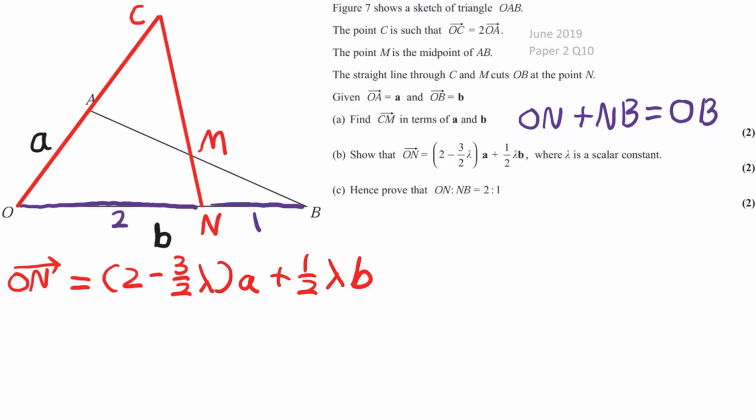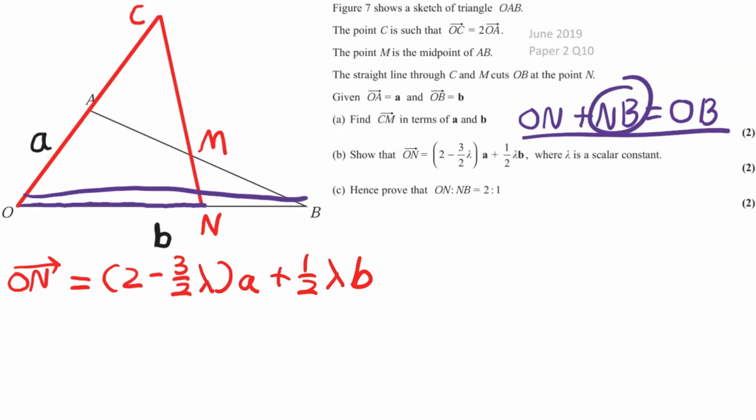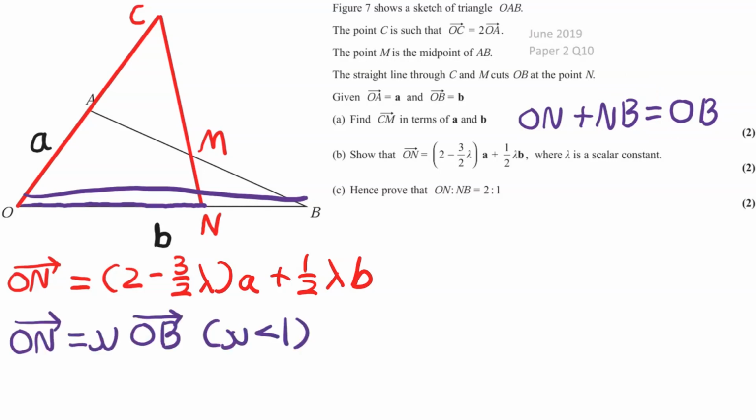So, how to do this basically is if we consider ON, this line here, this is a section of the entire line OB. Obviously, as we said here, the other section is made up of NB. The way that we can say this is that ON, or the vector of ON, is equal to a scalar constant mu of the entire line OB, where this scalar constant mu is less than 1.